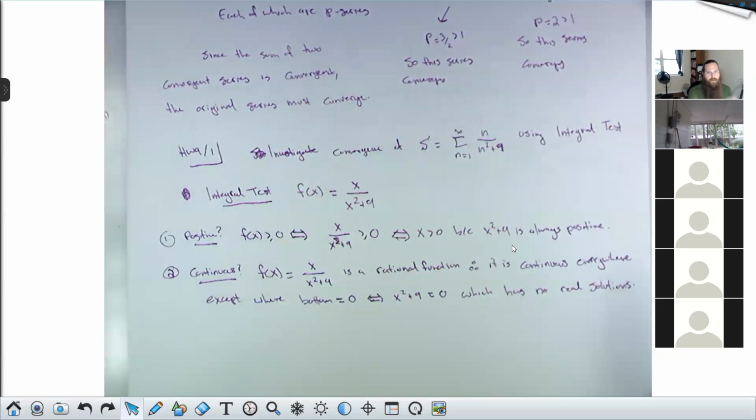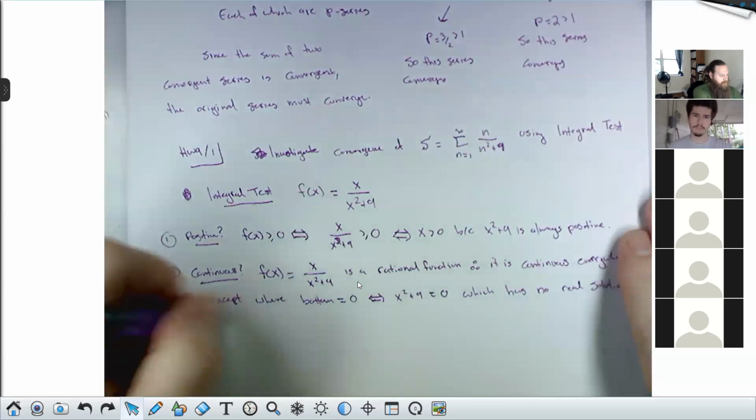Because x squared plus 9 is an irreducible quadratic, right? Remember that term irreducible from back in section 7.4? That's useful here as well. X squared plus 9 is irreducible, meaning it doesn't factor, which means there are no real roots. So there are no real numbers which make the bottom 0, which means this thing is always continuous. I'd say therefore.